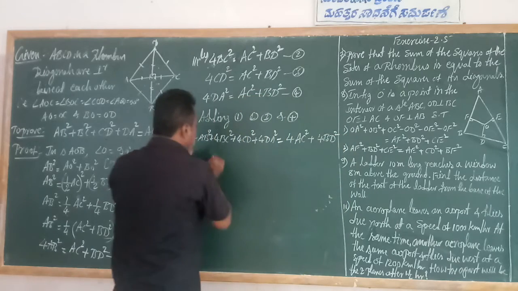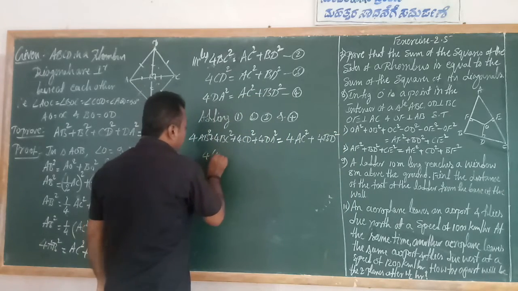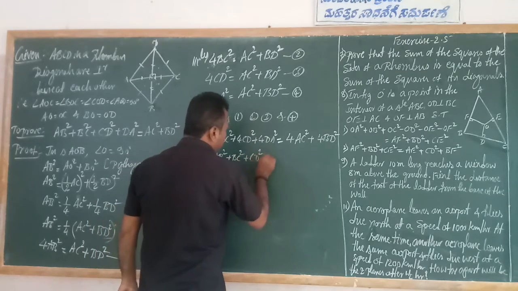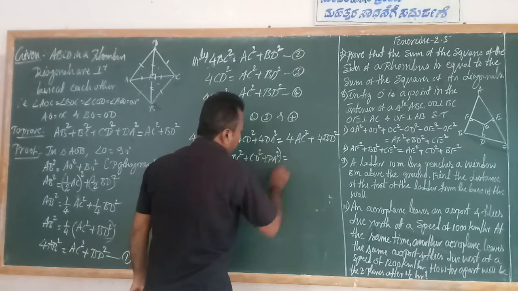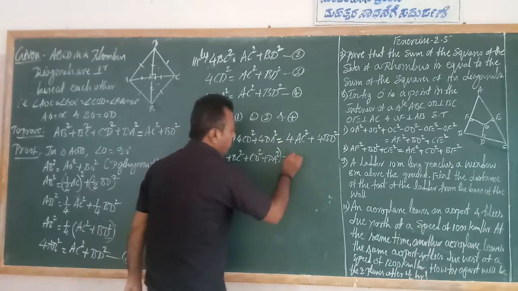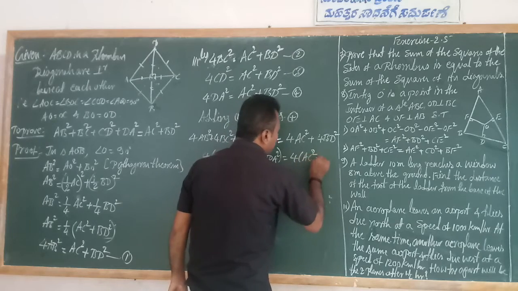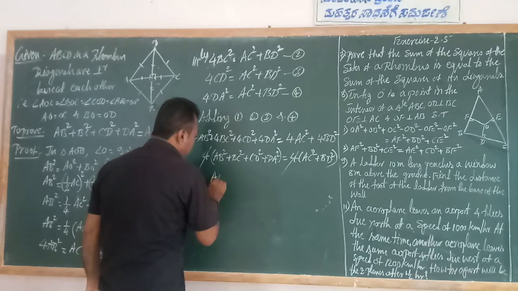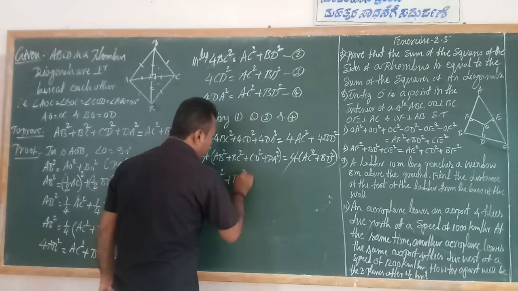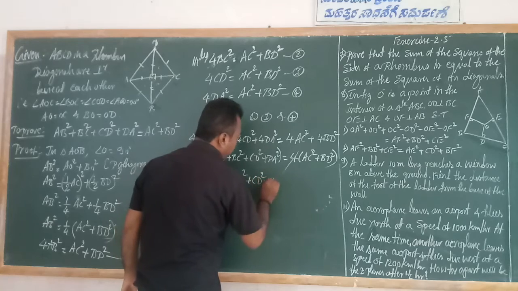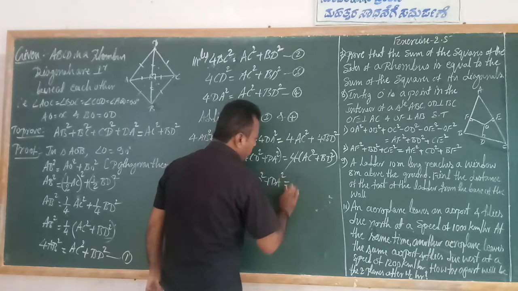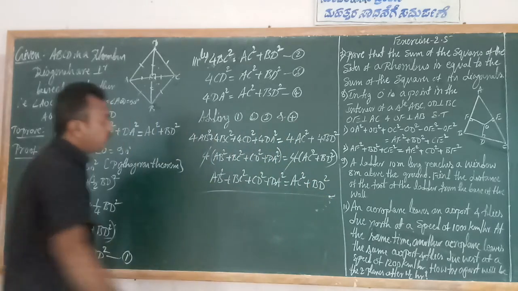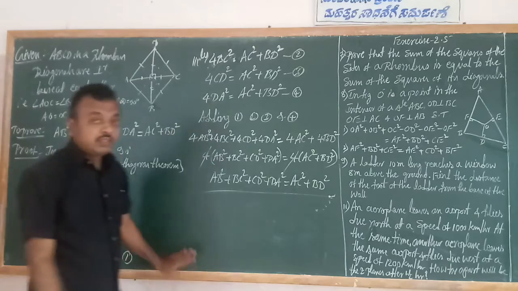So now you should take out the common factor 4. Remaining is AB square plus BC square plus CD square plus DA square, is equal to, here also 4 common factor, remaining AC square plus BD square. So 4 gets cancelled. Remaining AB square plus BC square plus CD square plus DA square is equal to AC square plus BD square. Hence the proof. Understand? So like this you have to solve it.